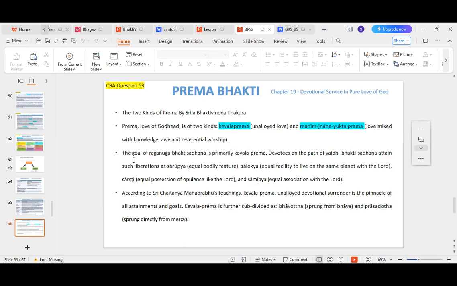But whether there is love there, that is the question mark. So that is why Bhaktivinoda Thakur mentions one is unalloyed, which is pure, like 100% pure gold. The other one is mixed gold, which will have some kind of contamination. This contamination is knowledge, which is also okay. Both categories will lead towards prema bhakti. So the goal of raganuga bhakti sadhana is kevala prema. Our acharyas always say, at some point of time, leave out all these things and just focus on getting unalloyed Krishna bhakti.